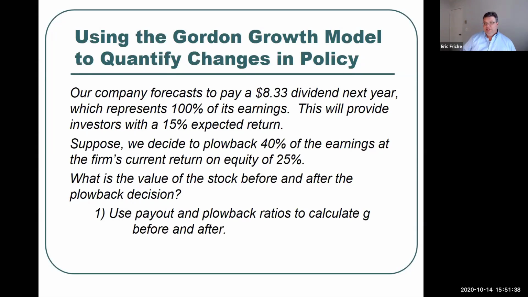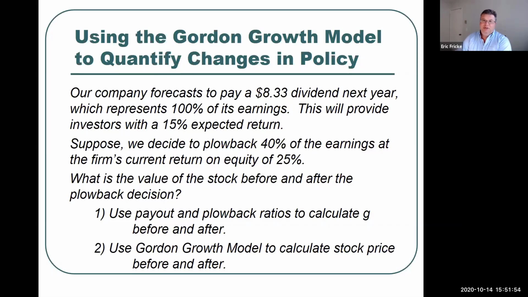So first, we're going to use the payout and plowback ratios to calculate G before and after, in the first scenario, and then later on when they change to a plowback of 40%. So we'll calculate the G's first, and then we'll use the Gordon growth model to calculate the stock price before and after as well. So that's the setup. Let's take a look at how we can do this.